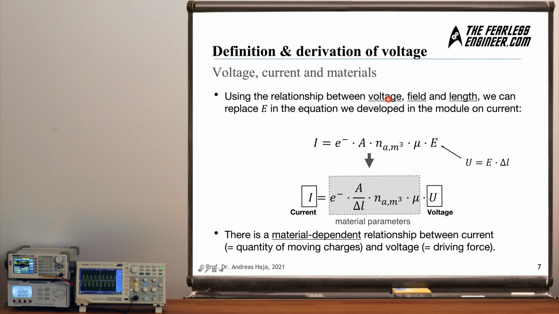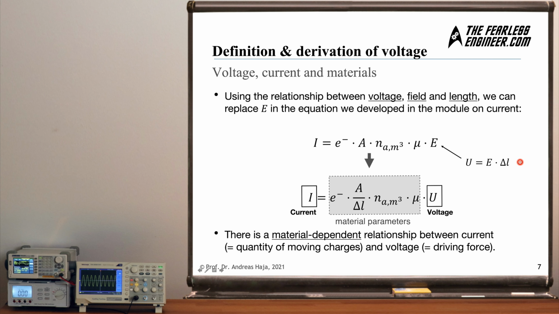And using the relationship between voltage and electric field and also the length over which charges move, we can simply replace the electric field in this equation, which we have developed before in the module on the electric current, which is given by this relationship here: the current on the left side, the electric field on the right side, and material parameters in between. If it's not clear to you where this comes from, you might want to re-watch this video, and it's very interesting to see how we get to this equation here.